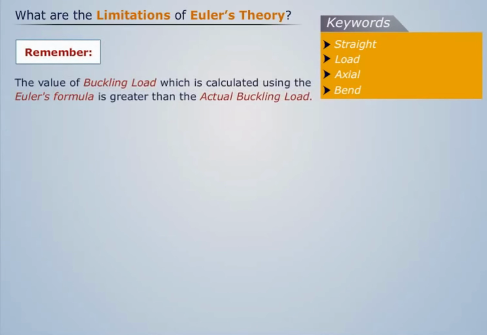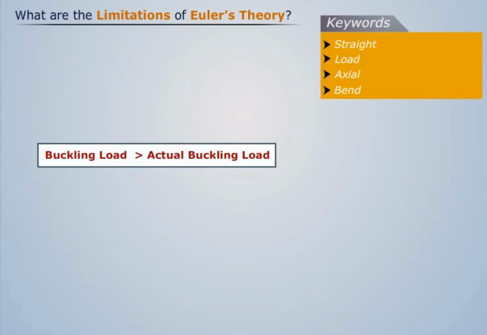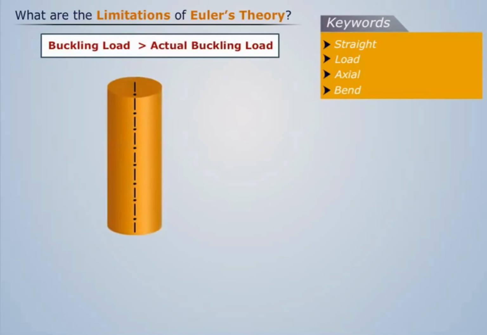The value of buckling load, which is calculated using the Euler's formula, is greater than the actual buckling load, as it does not take into account the direct stress.